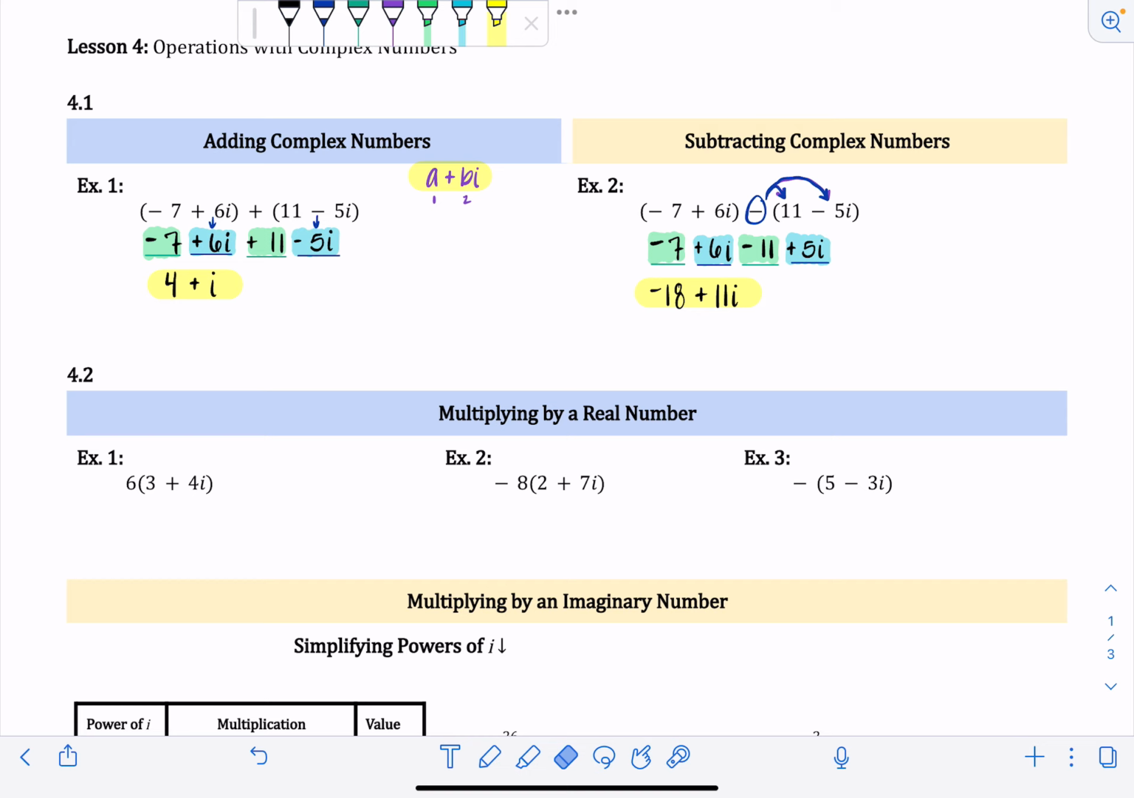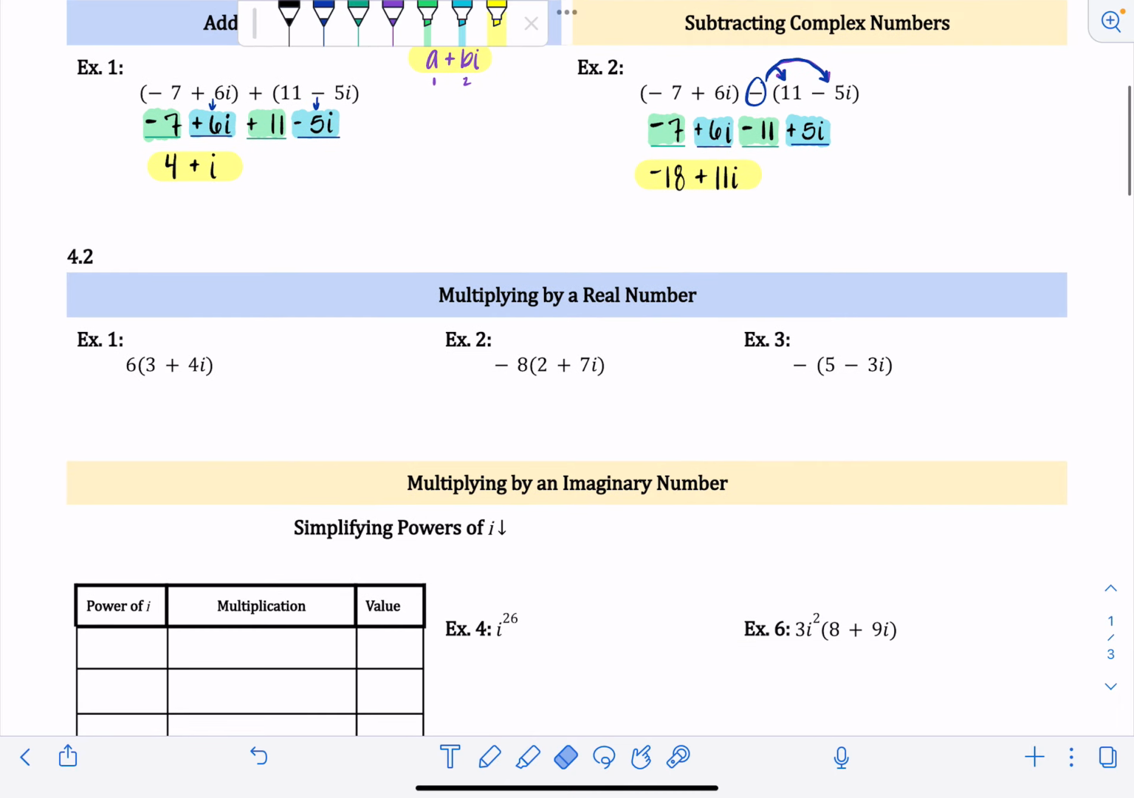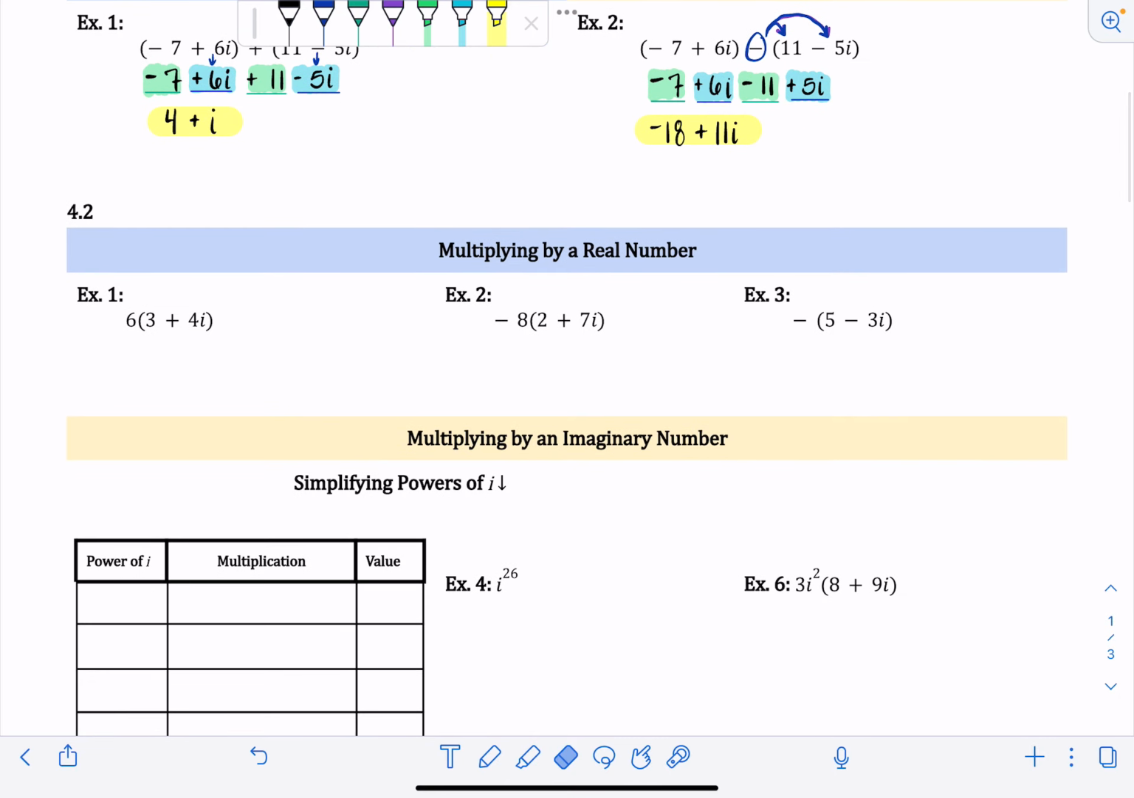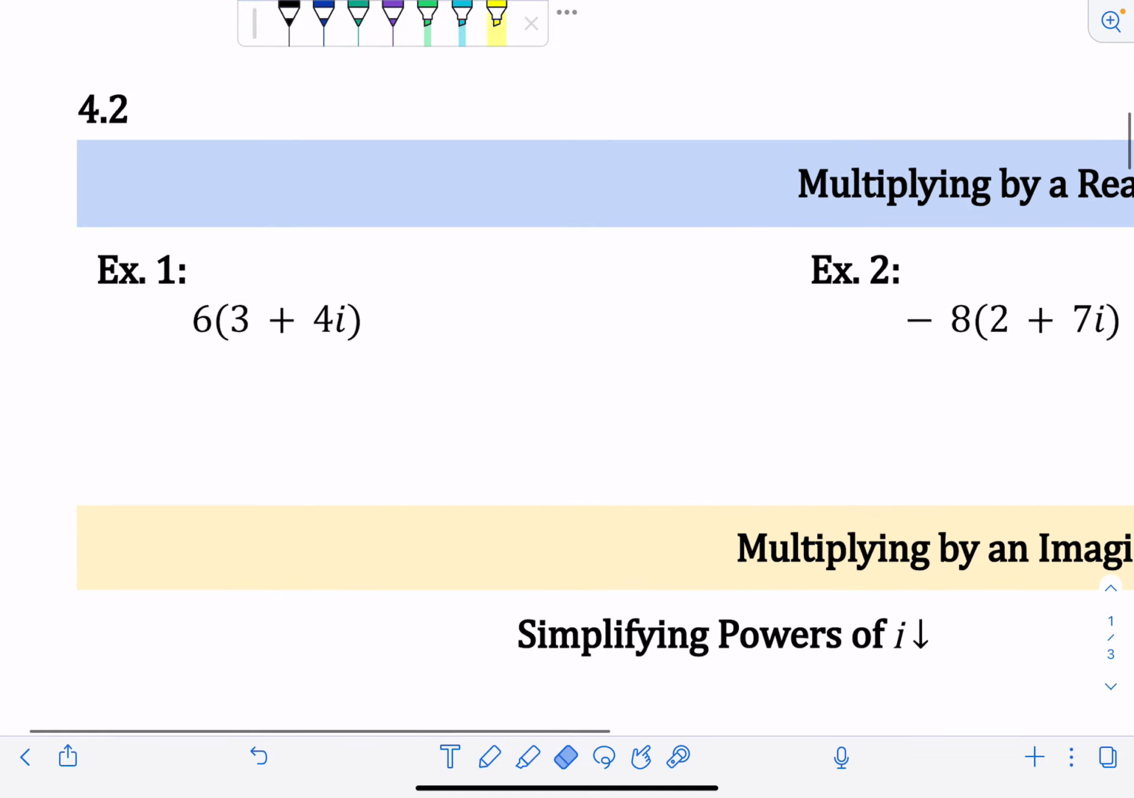Okay, moving on to 4.2. This one has a few different subsections in it, so I tried to separate them out as best as I could. So the first one is multiplying by a real number, and this uses the distributive property. So for example 1, it's 6 times 3 plus 4i. So the distributive property is when we have a number out in front of the parentheses. I have to take it and multiply it by each of the numbers inside of the parentheses.